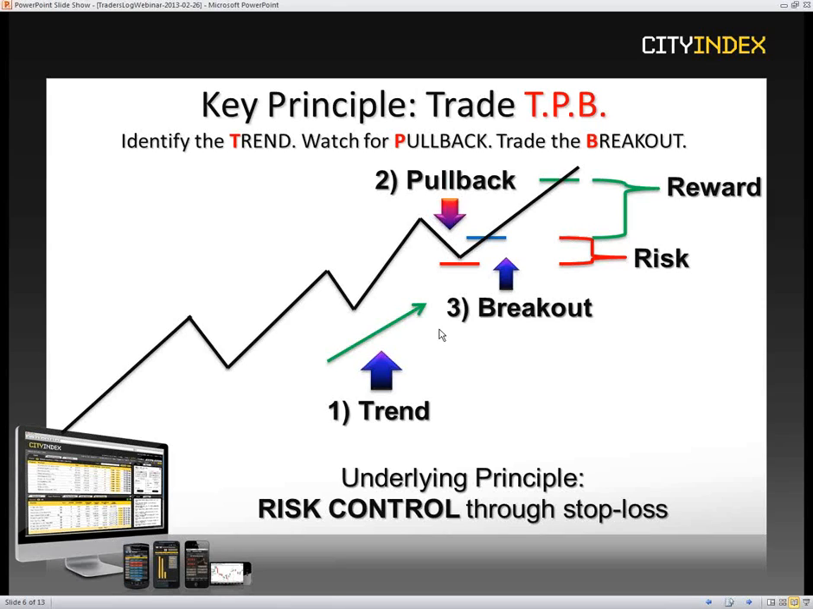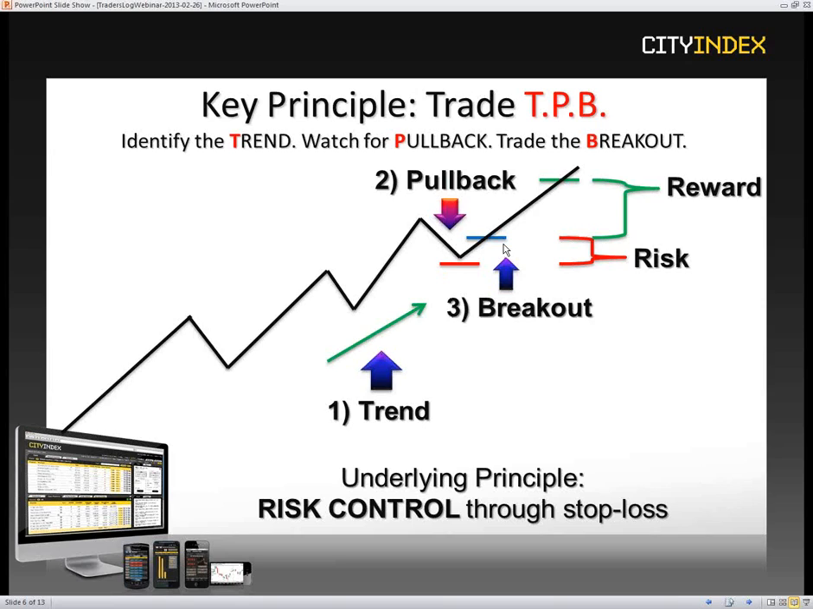But I'll get to that in a minute. But this is my key principle for trading. Identify the trend, watch for a pullback, and trade the breakout. So it's a very simple methodology. But first of all, you're looking for the trend. And in this case, this trend happens to be up, to the upside.